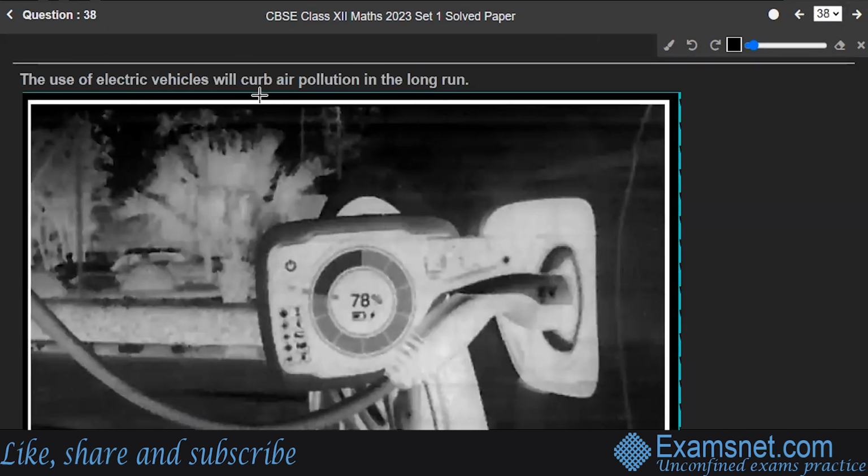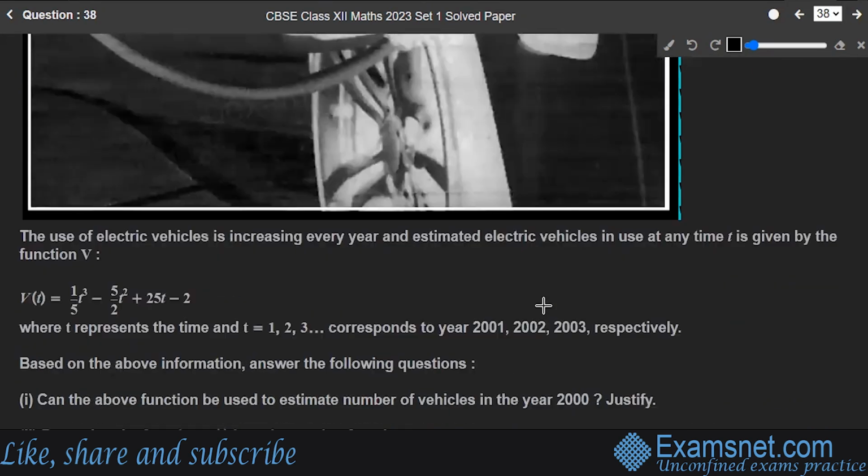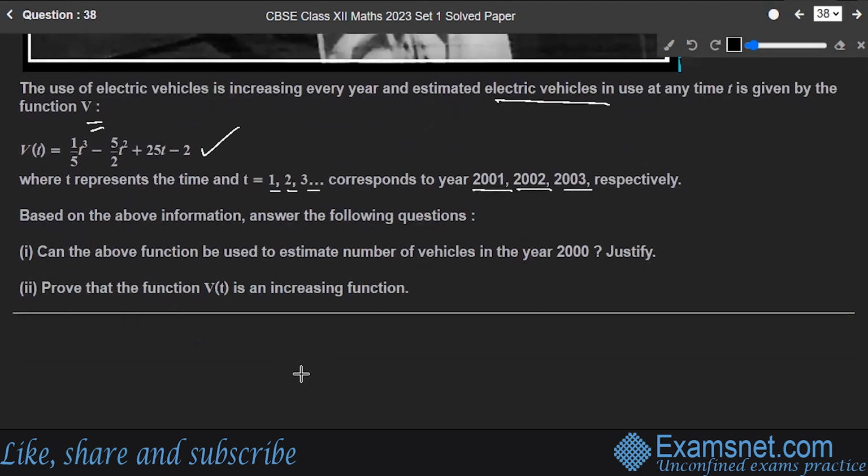Use of electric vehicles will curb air pollution in the long run. The use of electric vehicles is increasing day by day, increasing every year. An estimated number of electric vehicles in use at any time t is given by the function V, which is given by this, where t represents the time, and t equal to 1, 2, 3 corresponds to the years 2001, 2002, 2003 respectively. Based on the above information, you have to answer the following questions.